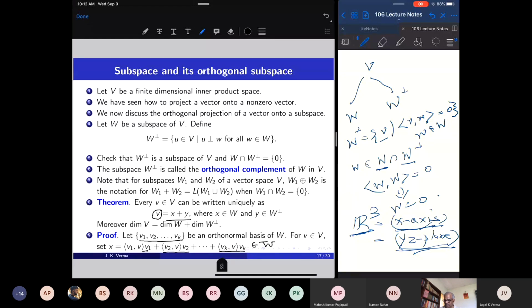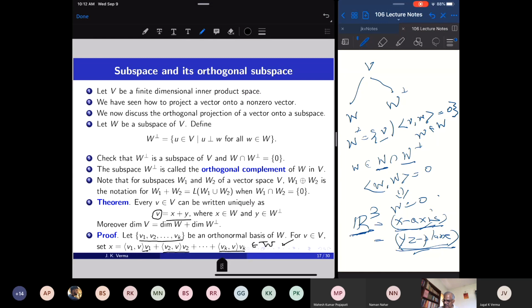These mutually perpendicular directions, I have now set them as unit vectors, so that the formula becomes simple. We don't have to divide by the length of the Vi's. So I am taking the projection of V in the mutually perpendicular unit directions V1 up to Vk, and this is a vector in W.